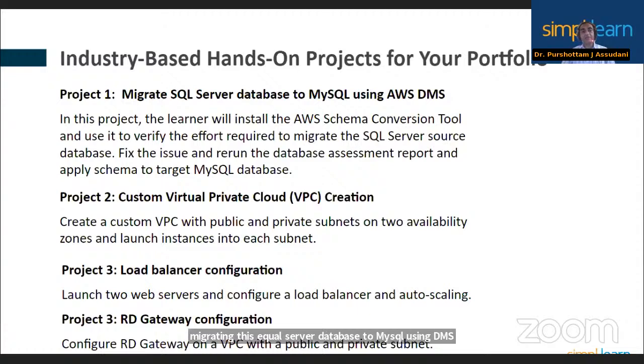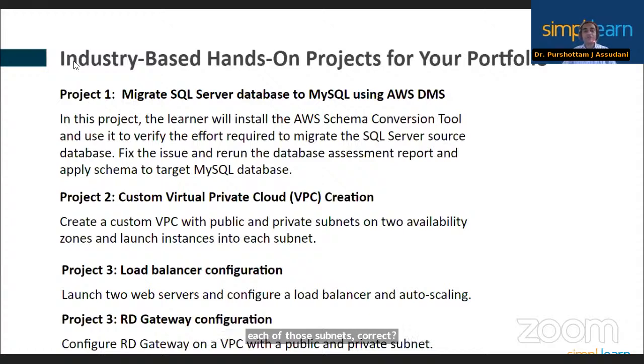And then the second one is custom VPC creation. So here you will learn how you can create your own VPC, your own virtual private cloud, with private subnets and availability zones, and how you can launch your instances, your VMs, into each of those subnets, correct? Then load balancer configuration.